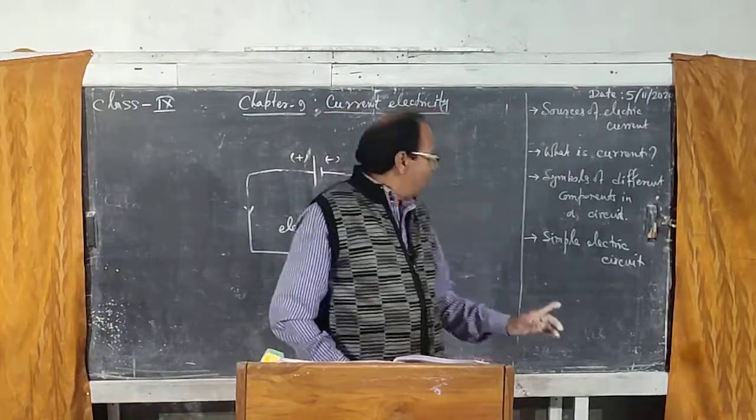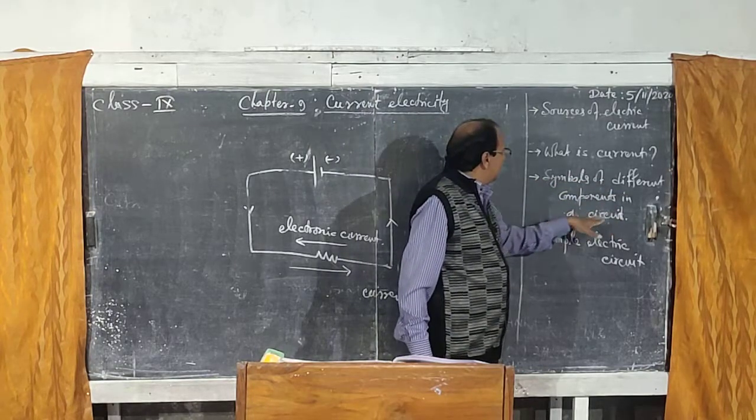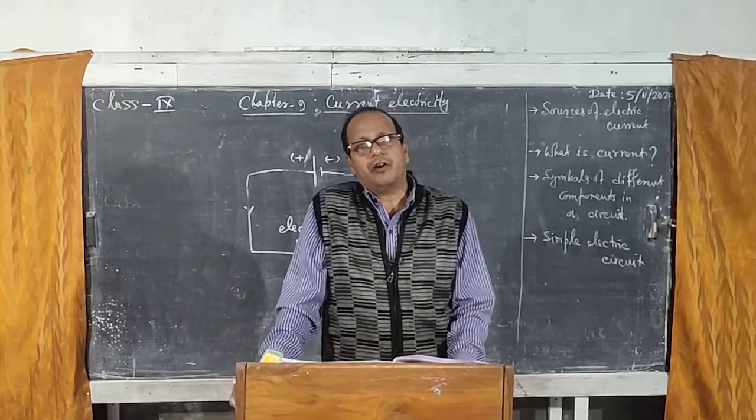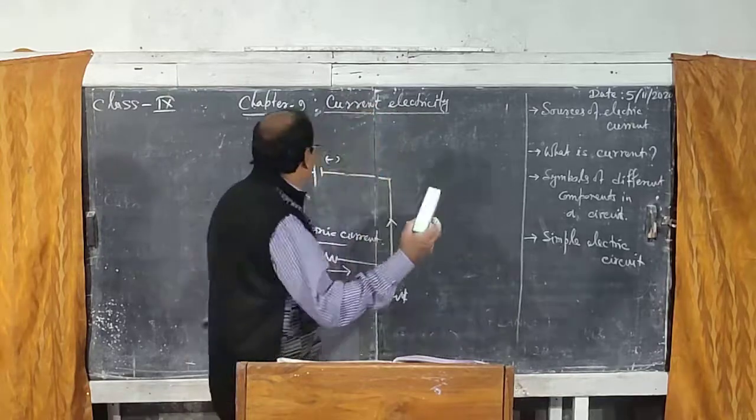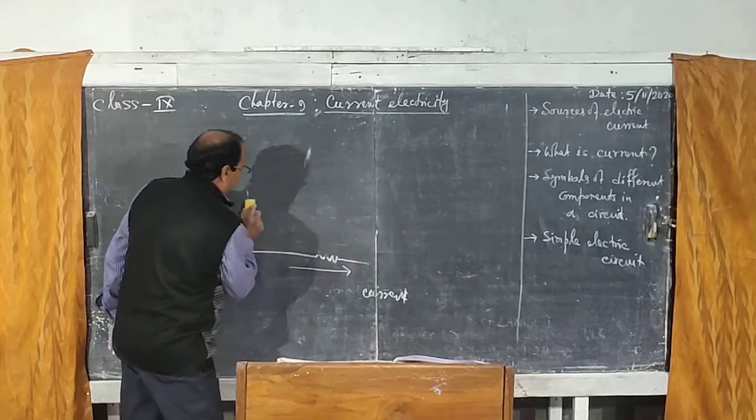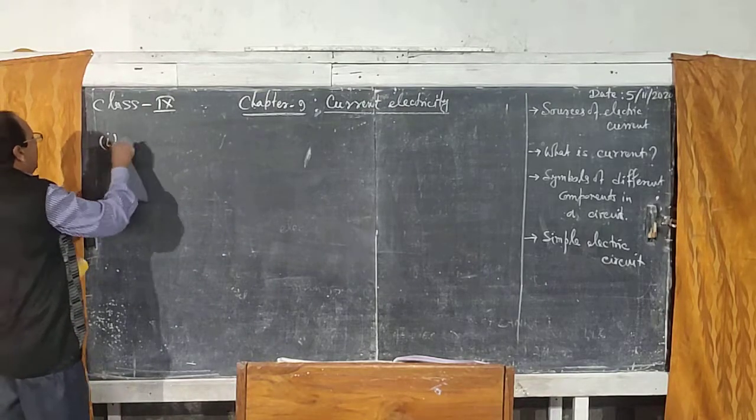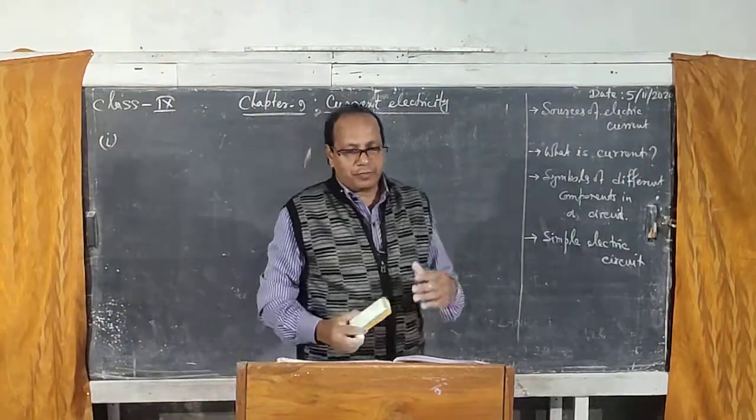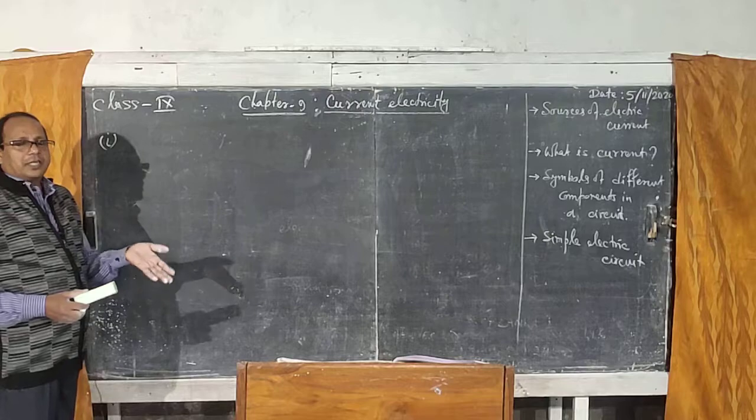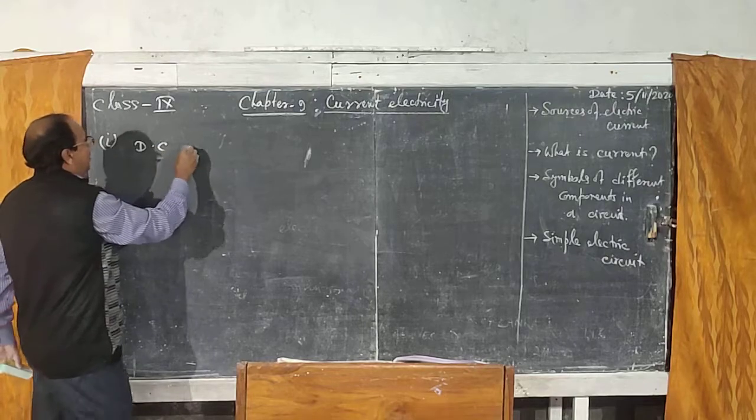Now I am going to discuss the third topic, symbols of different components in an electric circuit. In an electric circuit we use many different components and each of them has a symbol. We will be discussing them one after another. First we will talk about sources of current. As you know, we have already learned there are two types of sources, DC and AC. The symbol for DC is here.